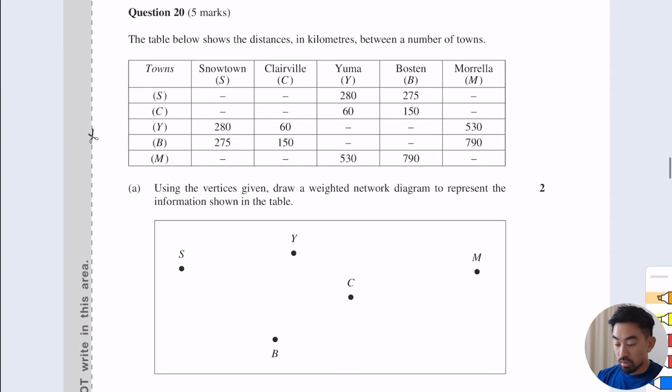All right, networks. The table below shows distances in kilometers between a number of towns. So we've got a matrix here, which shows all the connections. Using the vertices given, draw a weighted network diagram to represent the information shown in the table. Okay, so S connects to Y, 280. S connects to B, 275. C connects to Y, 60. C connects to B, 150.